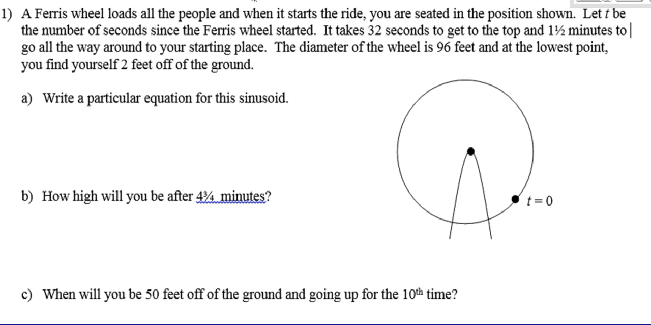To start this problem, the first piece of information that matters is when you reach the top of the Ferris wheel, which tells you that it takes 32 seconds to reach the top. So, if you picture the graph of this sinusoidal graph, it reaches the top, the maximum height, at 32 seconds.